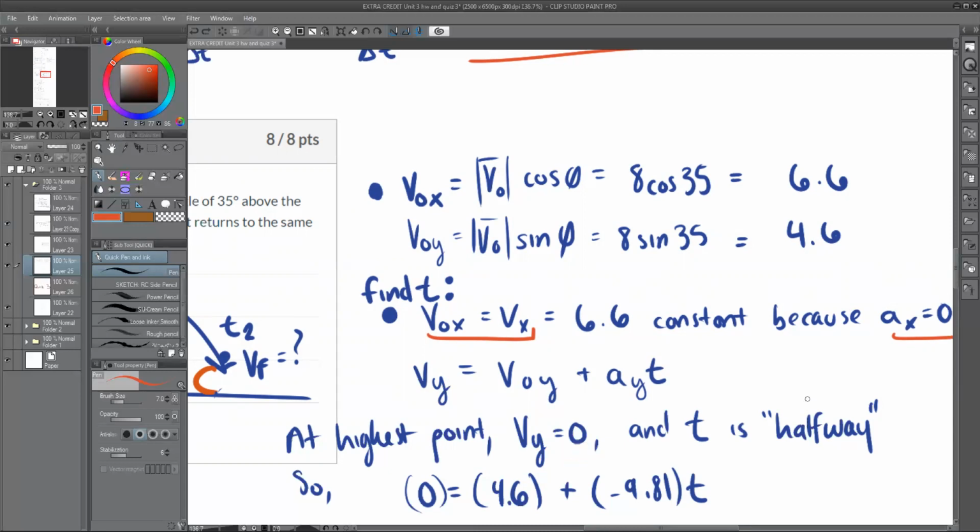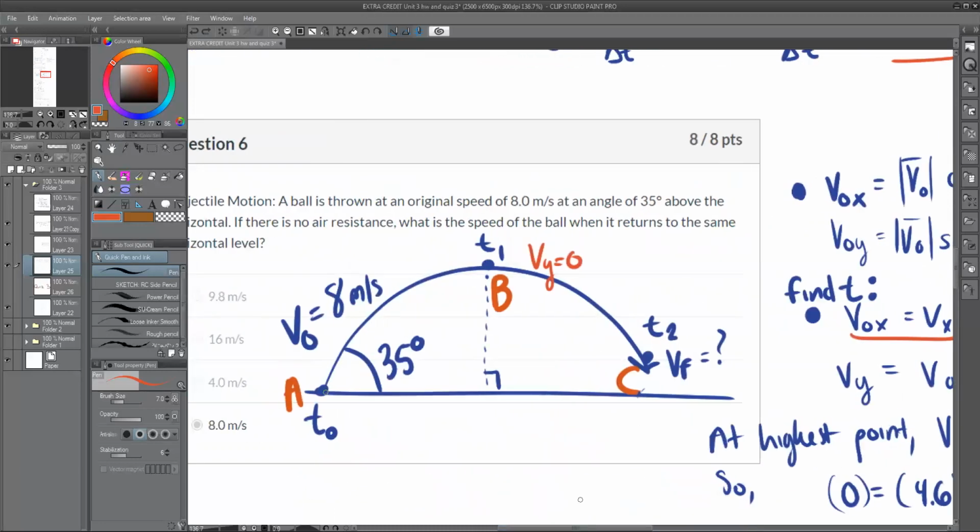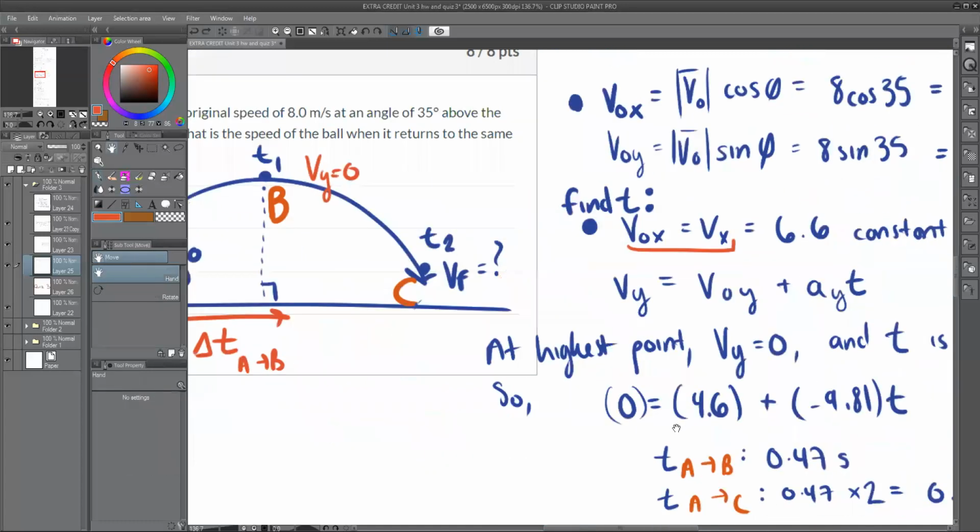It's also important to note that the t that we're solving for in this step is this section of the problem. So this is only halfway through, right? This is like delta t of A to B. This is only halfway through. We need the full length because we need to find VF at point C. So at the end of this current equation, we're going to have to multiply by 2. But one step at a time, right?